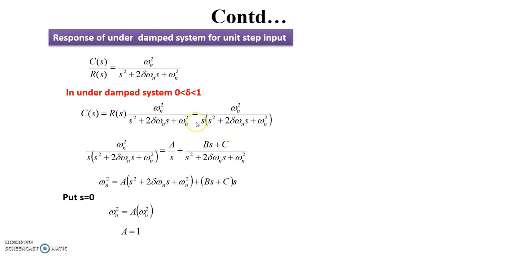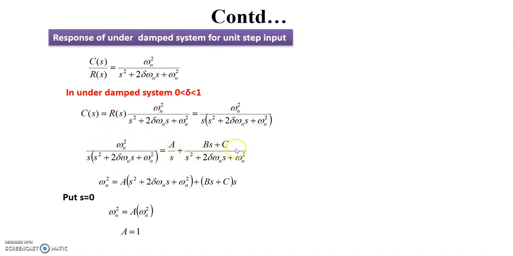Next is the response of an underdamped second order system for unit step input. Underdamped means the zeta value is between 0 and 1. So your C of S is equal to R of S into omega n square divided by S square plus 2 zeta omega ns plus omega n square. Keep it as such: omega n square divided by S into S square plus 2 zeta omega ns plus omega n square. You take the partial fraction for this one.